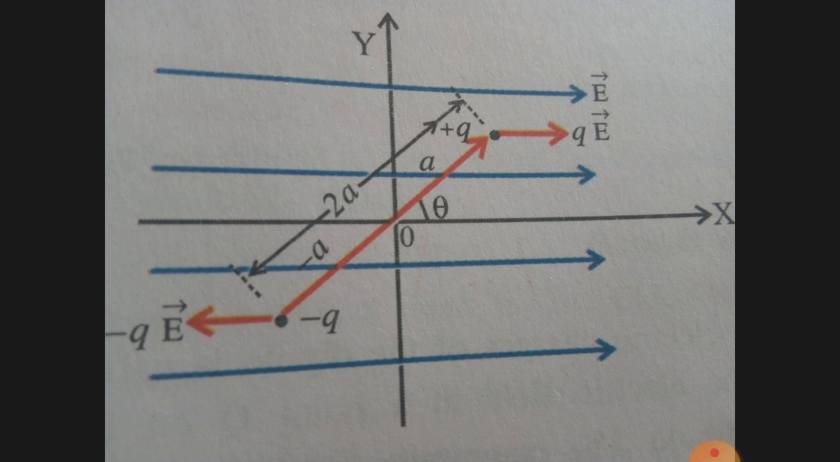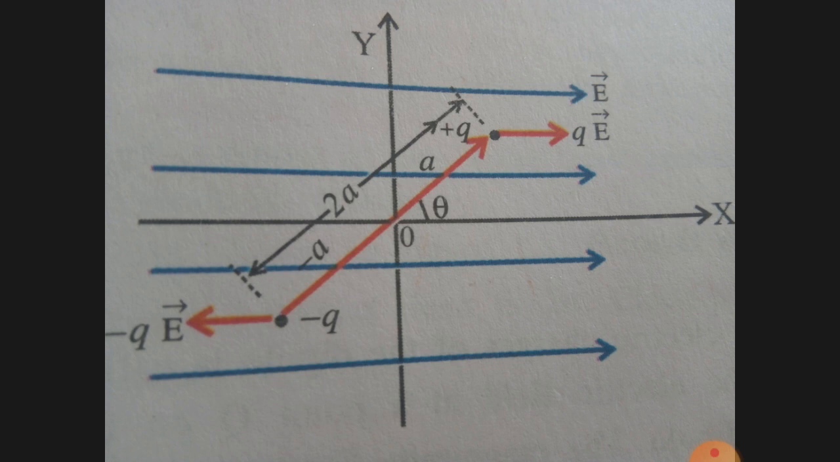Say tau 1 vector, that is the torque acting on plus q charge, equals vector small a cross qE vector, and similarly vector tau 2 equals minus vector a cross minus qE vector, which is again equal to vector a cross qE vector.